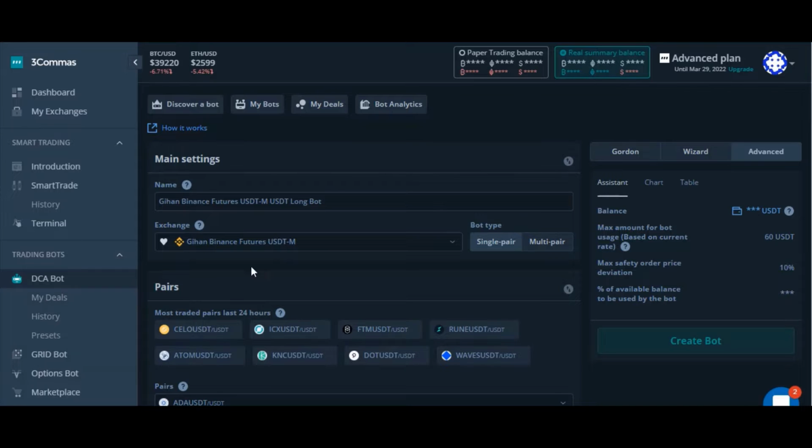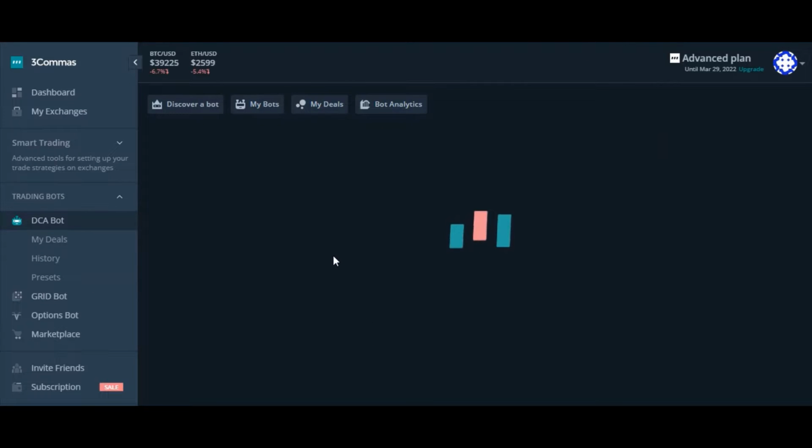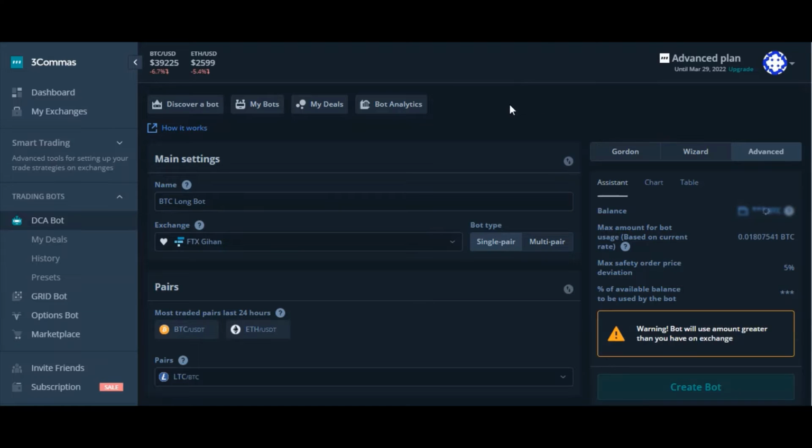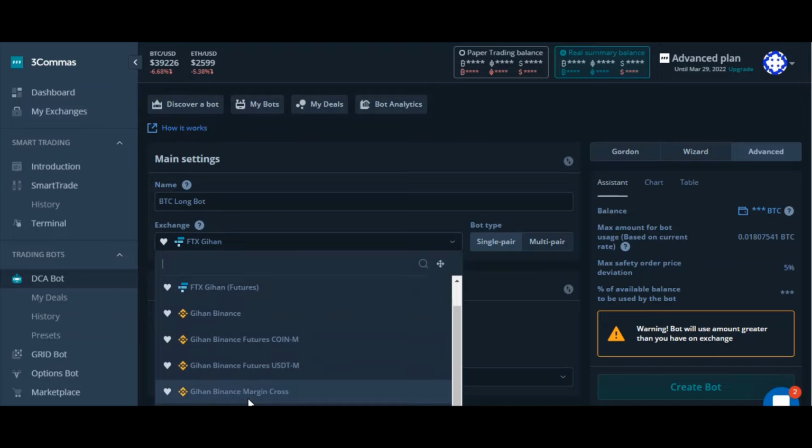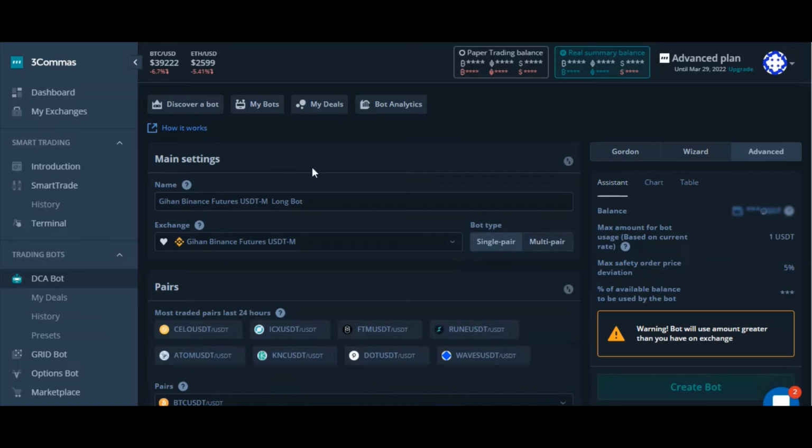Right, to start the process, what you have to do is click DCA bot, a new bot. Click on the plus icon, then you'll be directed to a new page like this. Then you have to select the exchange. So mine is Binance futures USDT, and all right, this is the one I'm going to use today.